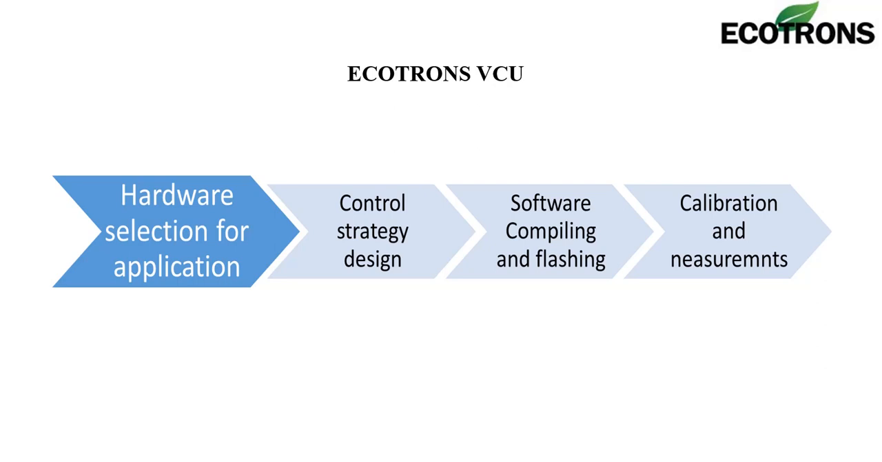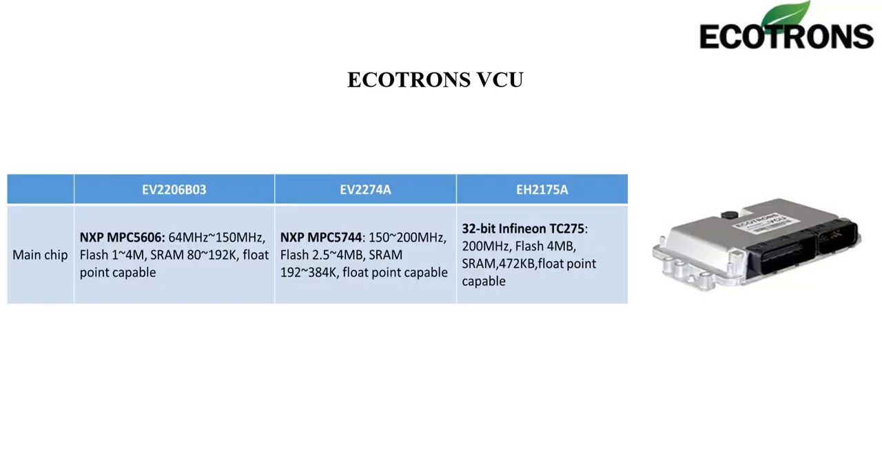Ecotrons provides various VCU options for various applications and requirements. Once the requirements are decided for the basic design, you can choose from different VCU models. Ecotrons offers low-cost but high-performance VCUs that are NXP-based micro, ASIL-D-rated, and more powerful VCU based on Infineon Tri-Core TC275 micro, ASIL-D-rated too.